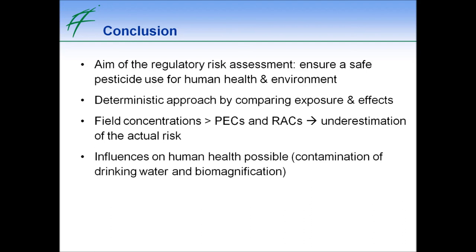In conclusion, the aim of the regulatory risk assessment for pesticides is to ensure a safe use for human health and the environment. The environmental risk estimation is done using a deterministic approach by comparing exposure and effect. The occurrence of field concentrations higher than exposure and effect values indicates that there are shortcomings in the regulatory process, which leads to an underestimation of the actual risk in the field. This, in consequence, might also influence human health through, for example, contamination of drinking water and food like fish.